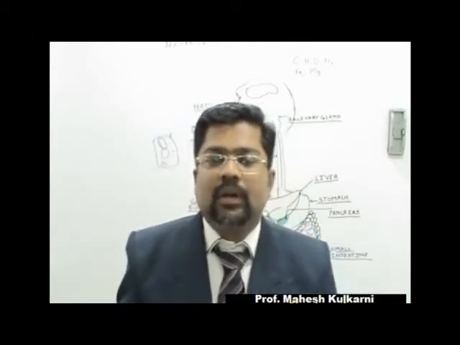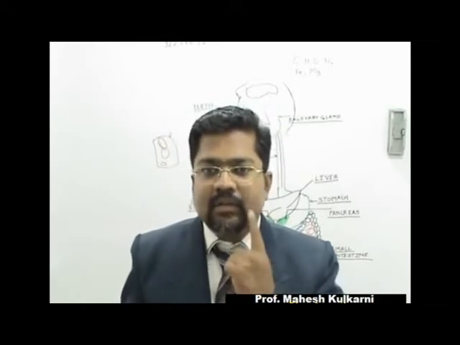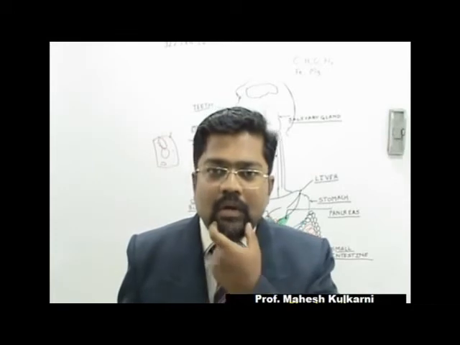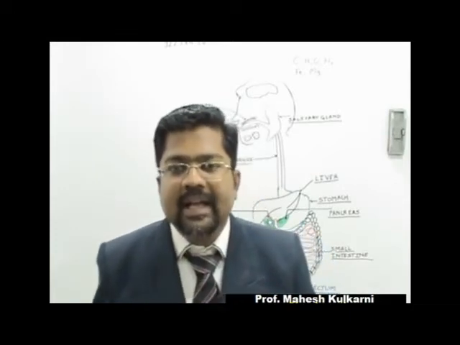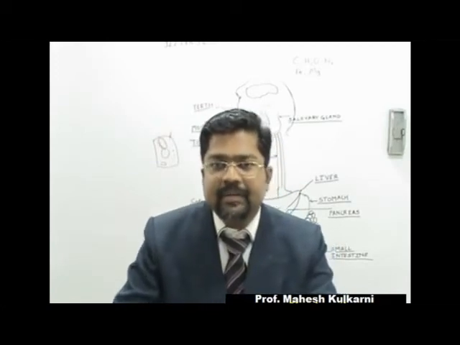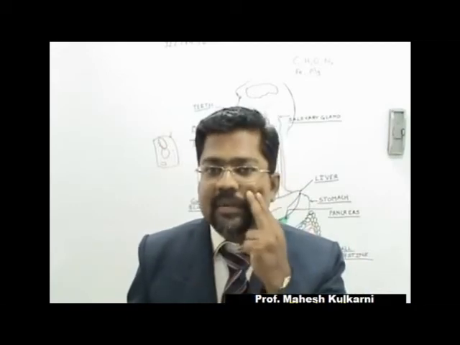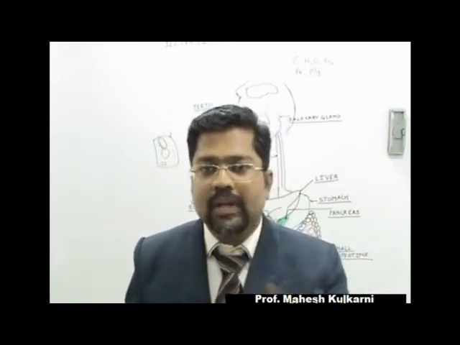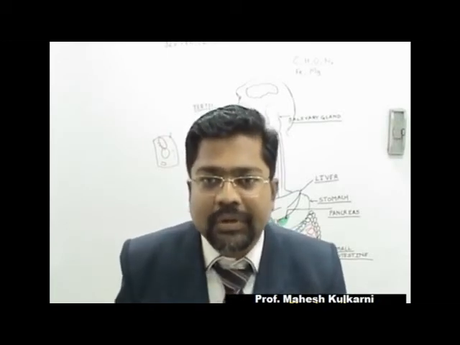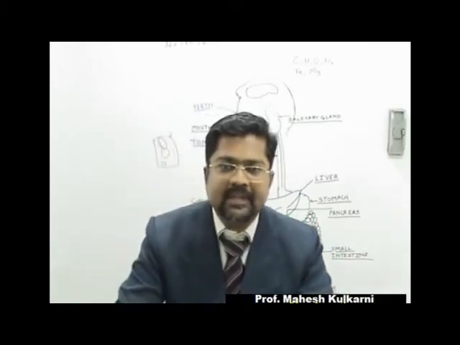So total, just count, 4 plus 4, 8 incisors, 4 canines. So 8 plus 4, 12. Then 4 in the lower jaw and 4 in the upper jaw, that means 8 premolars. So 12 plus 8, 20. Then here 2, 2. Same way upper jaw 2 and 2. So total 8, that makes 28 with the molars. So 28 is the number of teeth present here.